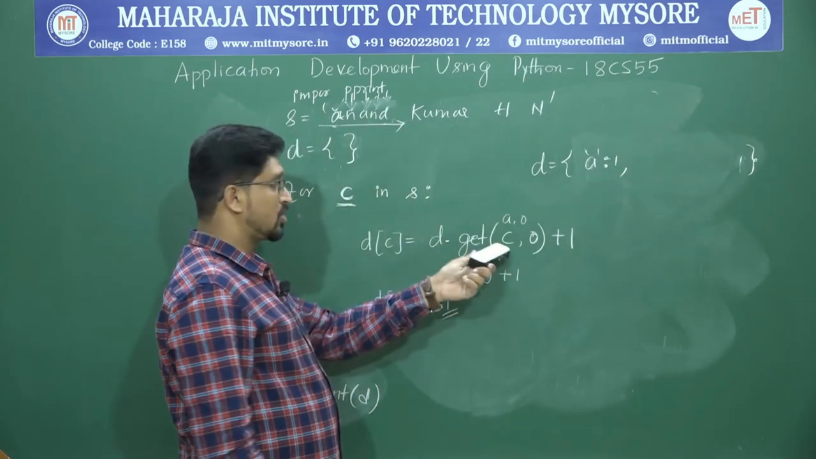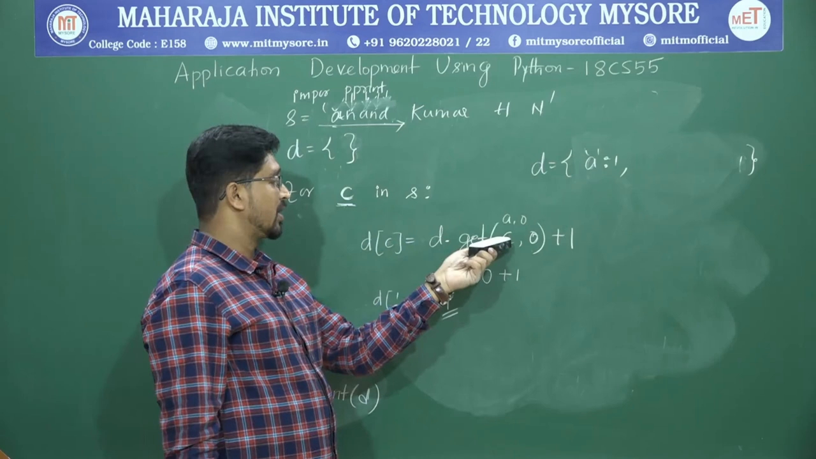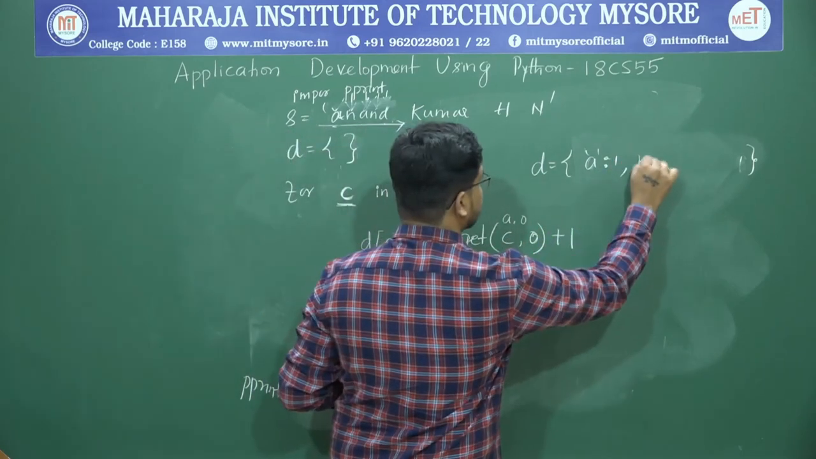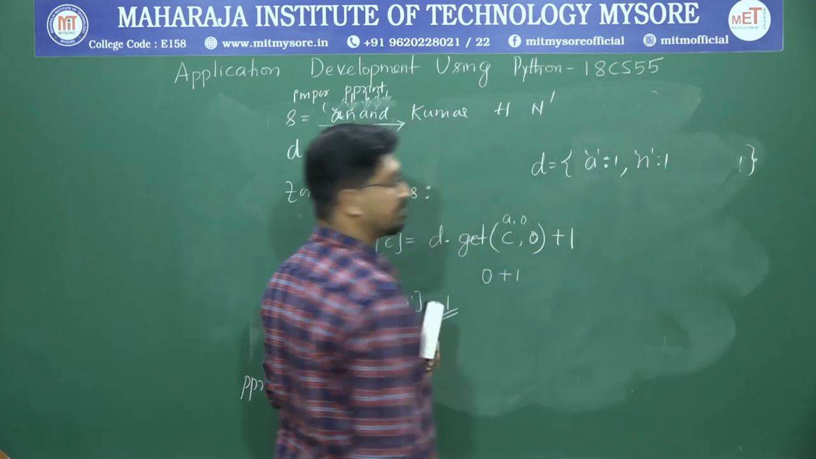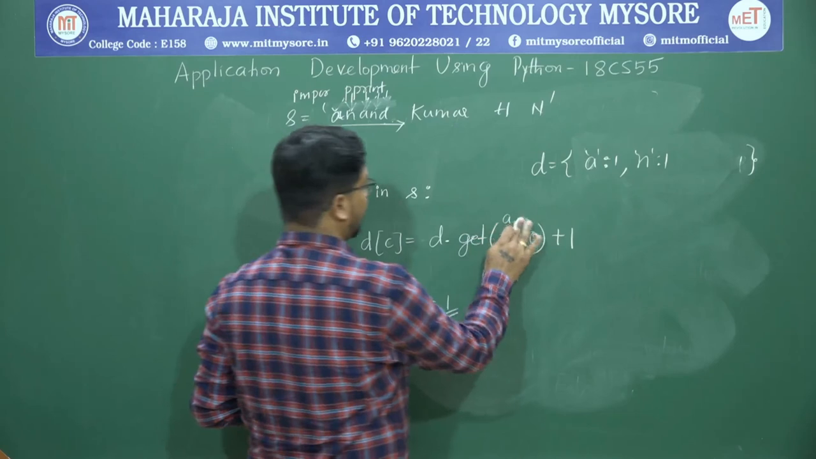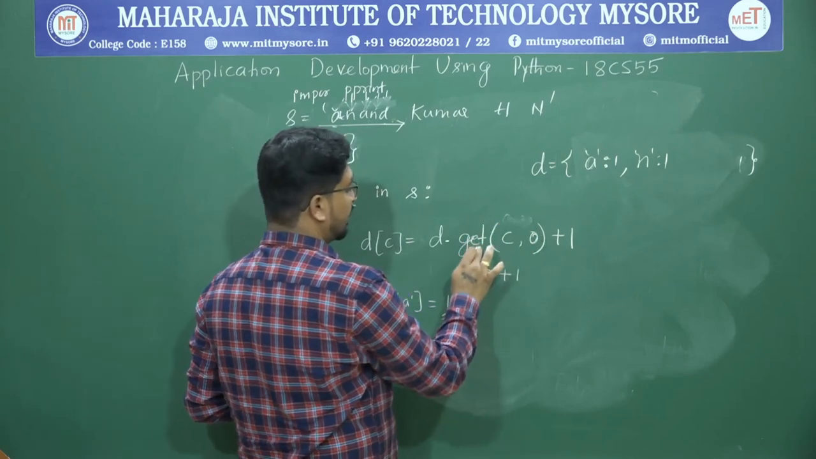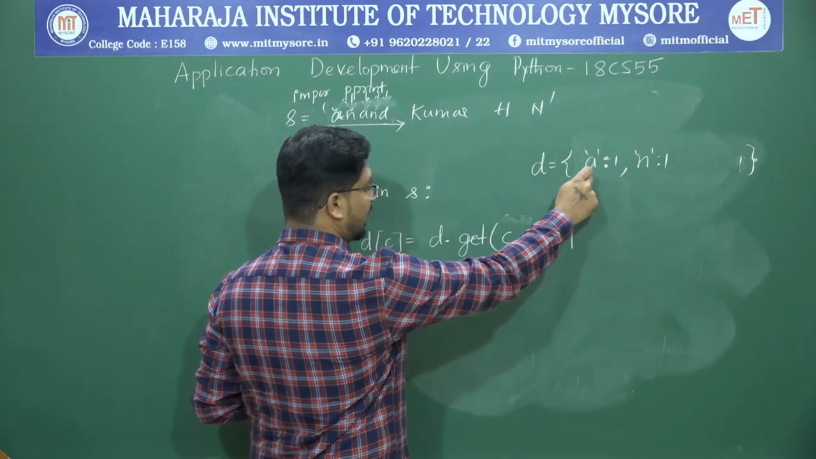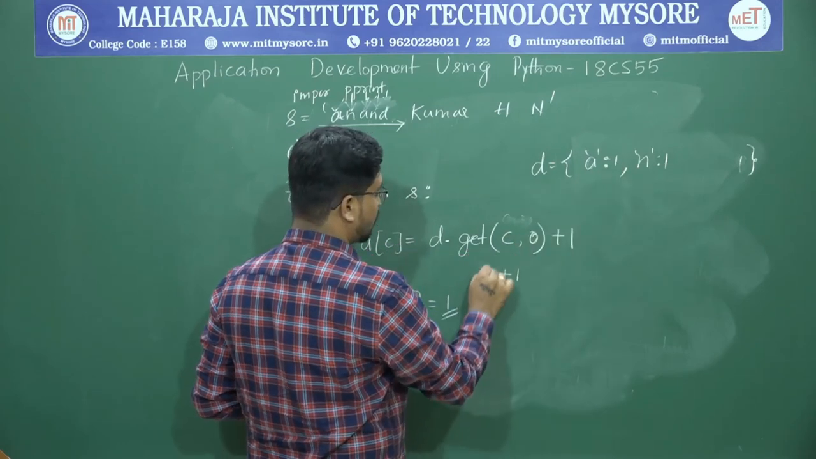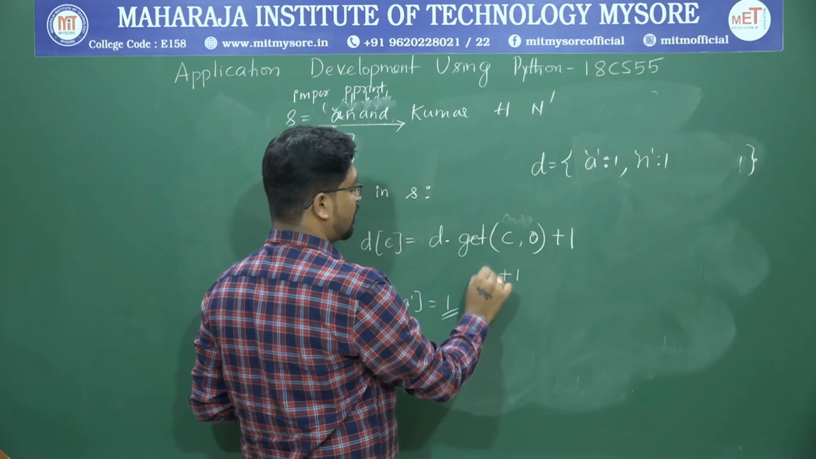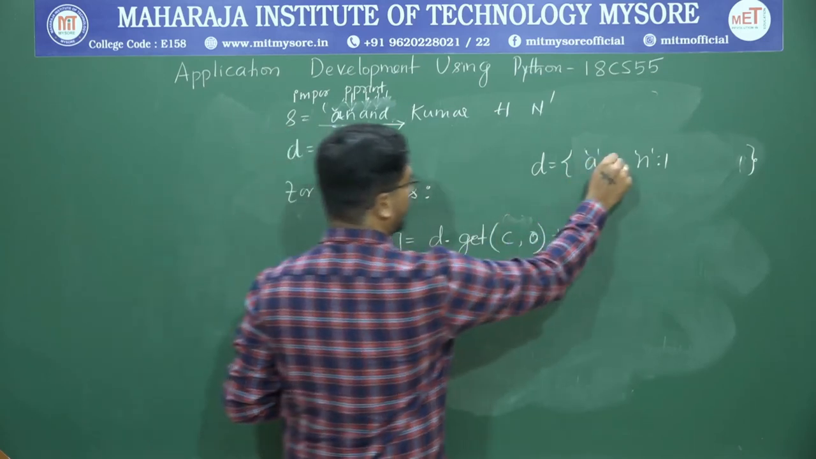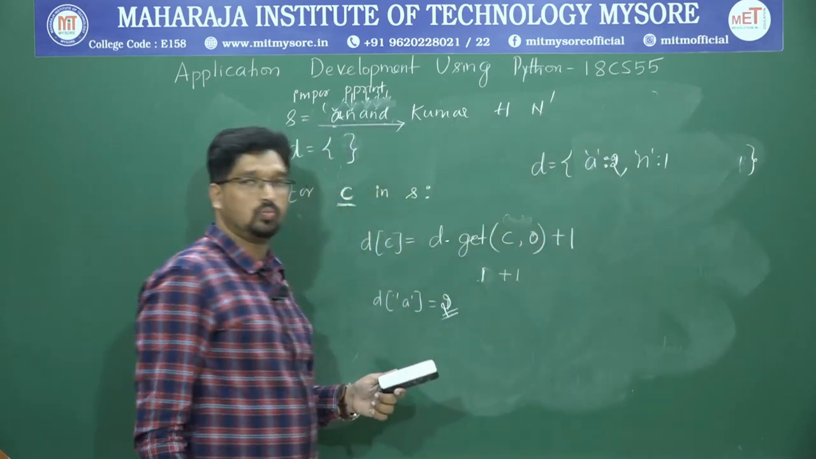In the same way, N does not exist in the dictionary. What is the return value of the get method? 0 plus 1. Now N becomes 1. Now again when A comes, the get method goes to this particular key. Okay, the value is 1. It will get back the value as 1, not 0. 1 plus 1 is 2. 2 gets updated to A. Now the A value will be 2.